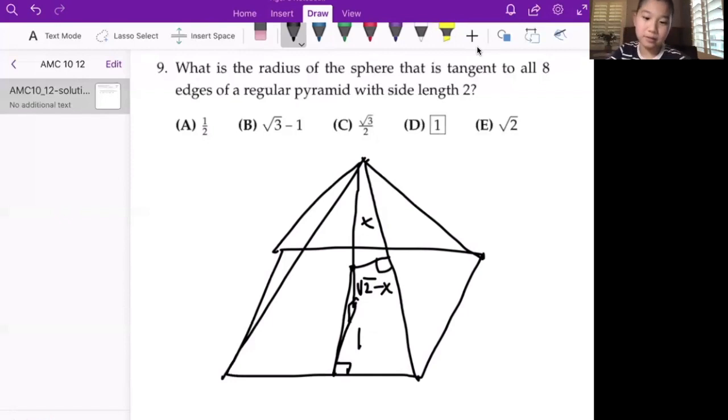And then what else? Well, we need to see that this thing is actually similar to this. So what is that telling us? Well, first let's prove that it's similar. Because this is a right angle and that is a right angle, and also these two share a common angle at the top. So they are similar.